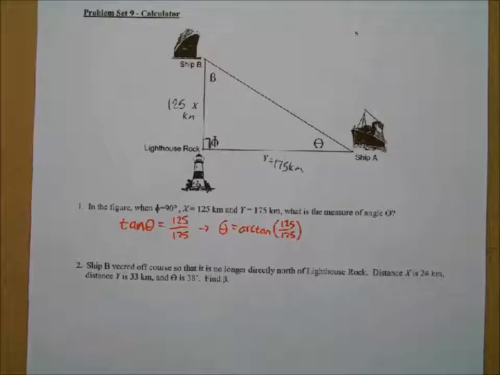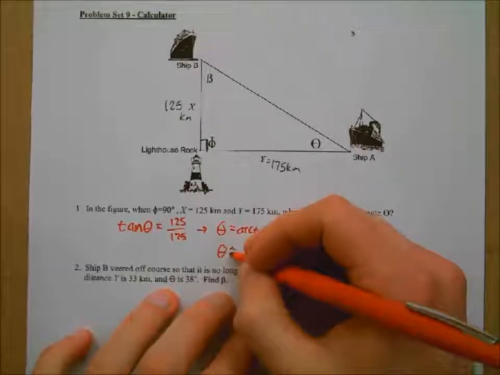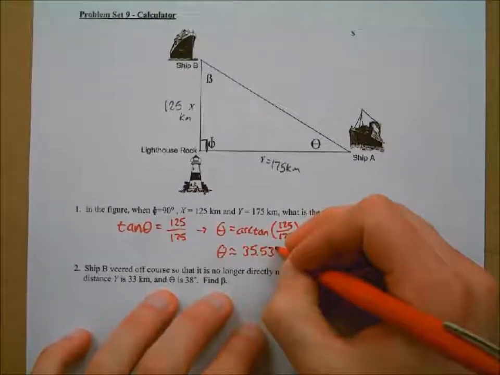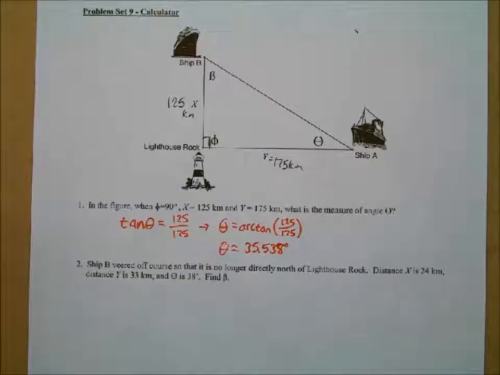Let me make sure I turn it back, because I was doing some calculus, so I was in degrees. Arc tan of 125 over 175. We should get theta is approximately 35.538 degrees. I'm going to round. So this ratio, 125 over 175, is positive.